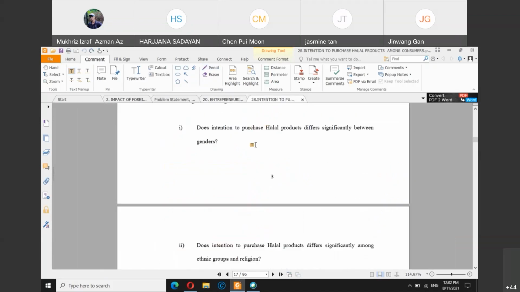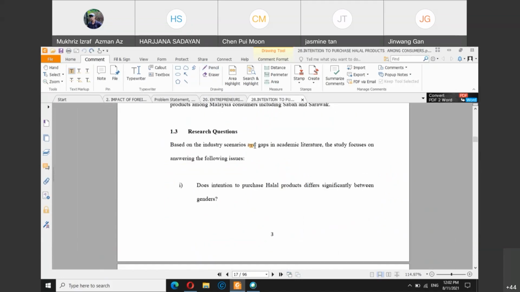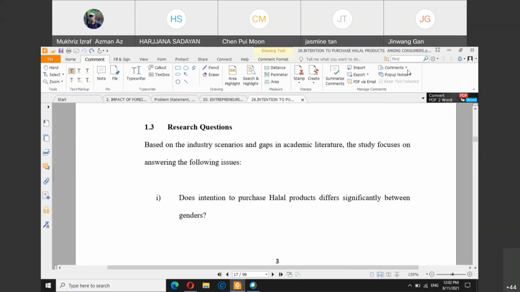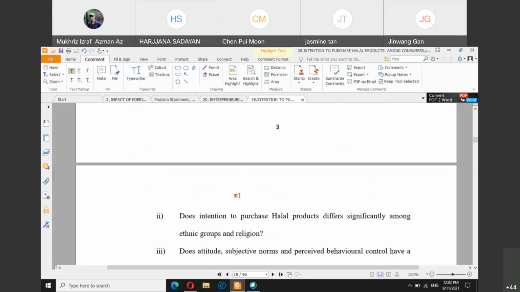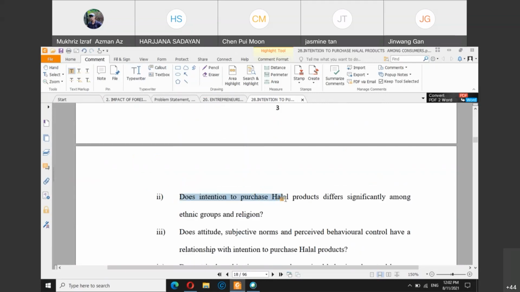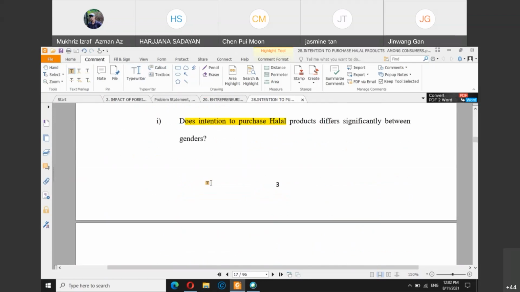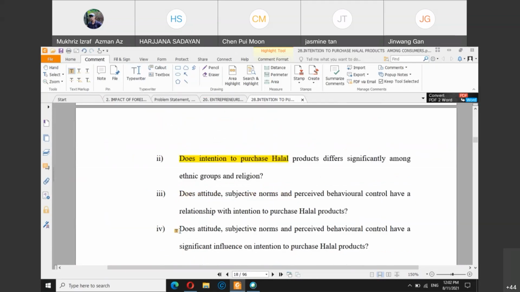Okay, and the same goes for this thesis on the intention to purchase halal products. The student uses the word "does": does intention to purchase halal products, as the beginning of the sentence. Does intention to purchase halal product is the first research question, followed by the other two: attitude, subjective norm, and perceived behavior.